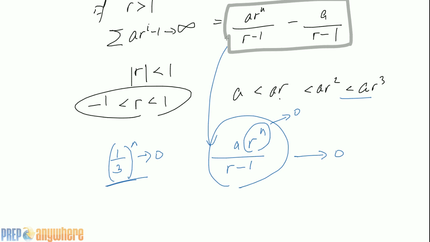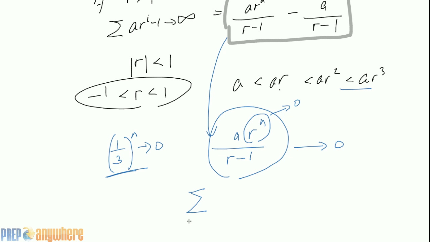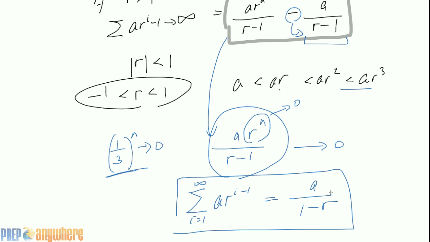So essentially, the sum from i equals 1 to infinity of a r to the power of i minus 1 is going to equal just this, which is negative a over r minus 1. Let me multiply the negative back under, and you get a over 1 minus r. So a geometric series with a common ratio that's between negative 1 and 1 will always converge. It will always converge to a over 1 minus r. So that's the first basic technique to determine if an infinite series is converging.